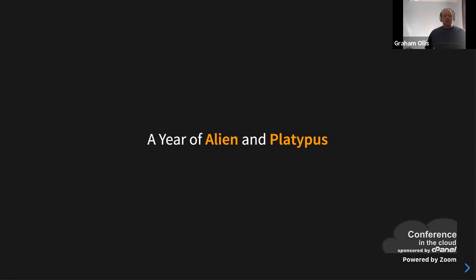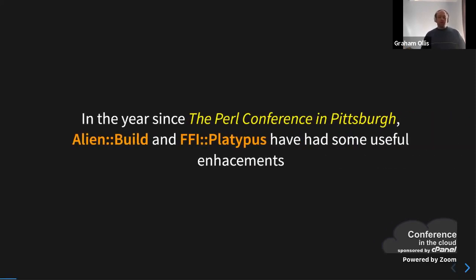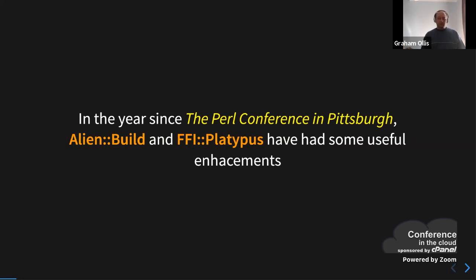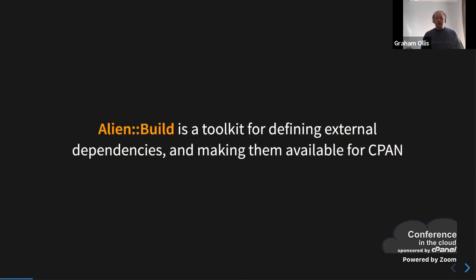Today, I want to talk to you about the Alien and Platypus projects and what we've accomplished in the last year since the last Perl conference. For those of you who are not aware, the Alien Build toolkit is for defining external non-CPAN dependencies and making them available for CPAN for your local Perl projects.